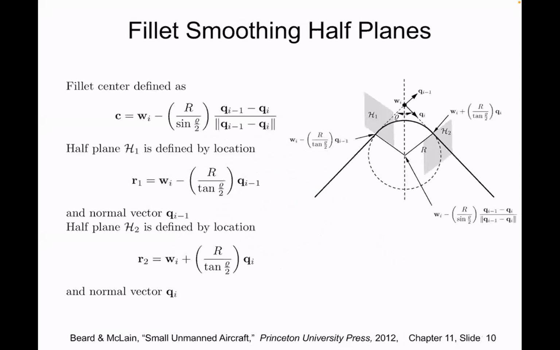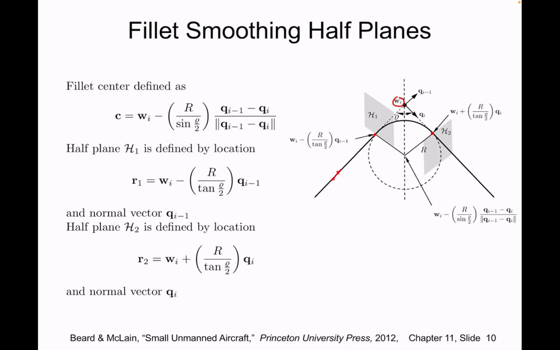So how do we construct those vectors? And again, don't think that this math is intimidating. The simple idea is once you have constructed the fillet radius, look at the coordinates. So you know the value of wi. If this is the wi, then from the geometry, you can find out this location would be at wi plus r divided by tan rho by 2, multiplied by qi. This location is going to be wi minus r divided by tan rho by 2, qi minus 1.